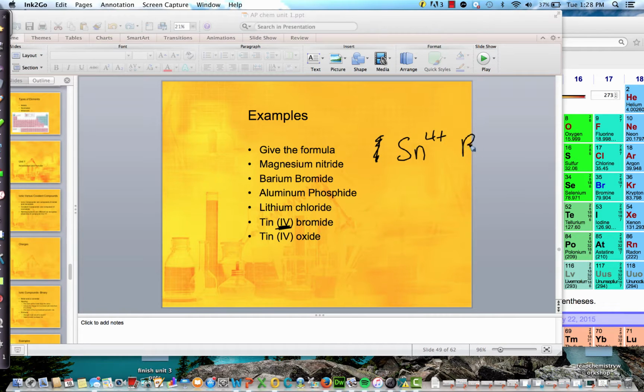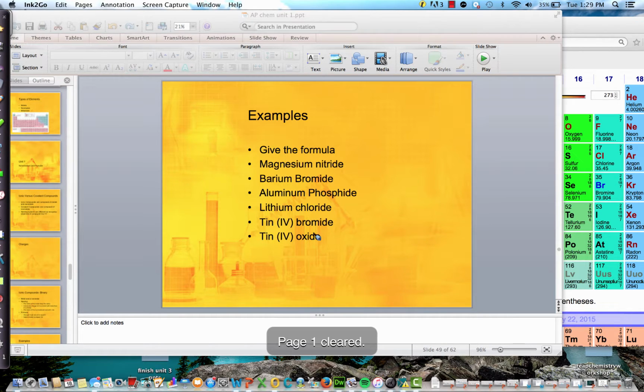All right, so Br is -1. So let's bring Sn down, bring the metal down, bring the nonmetal down. 4 comes down here, 1 comes down there, but you don't write that, so this is the formula. SnBr4. Can't reduce that, so we move on.